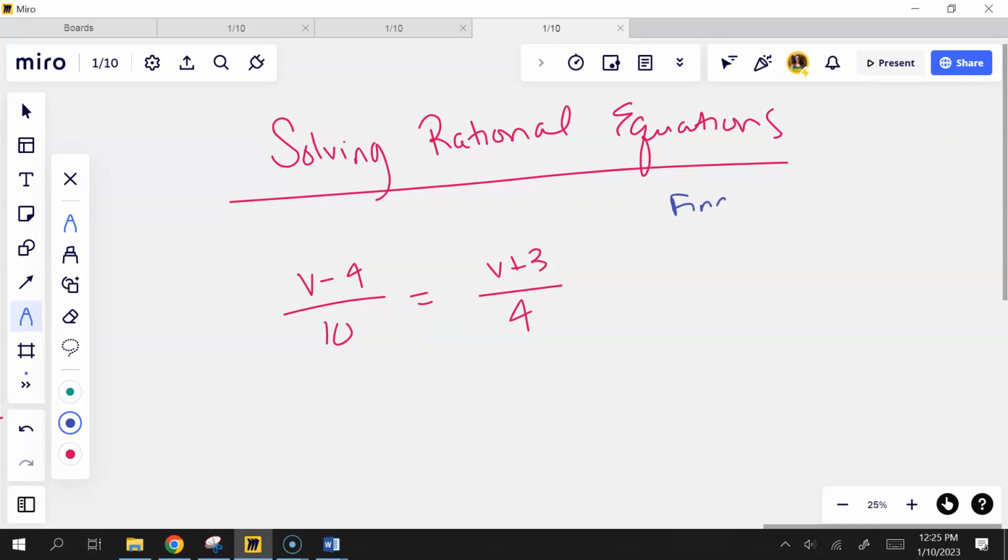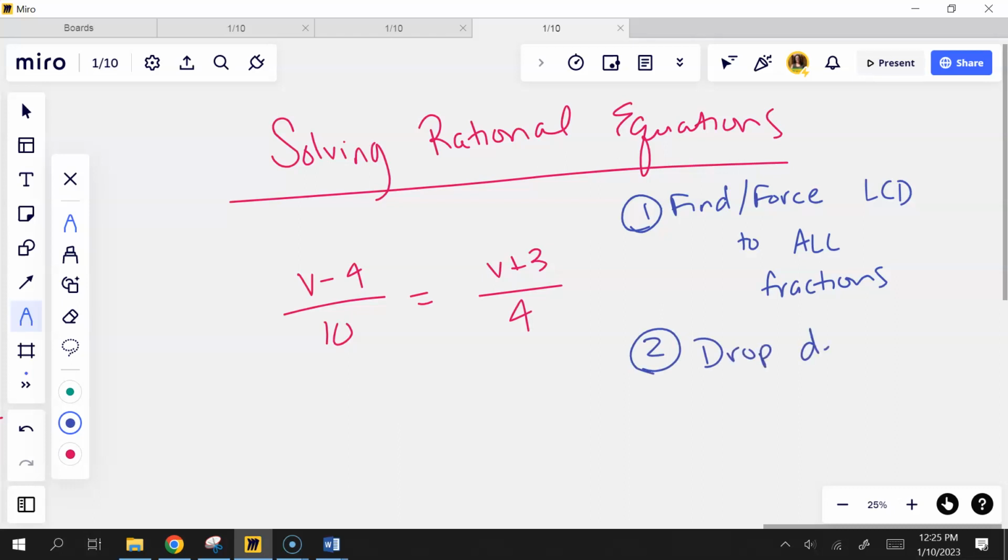You find an LCD. I'm going to say find and force LCD to all fractions. What do I mean by force LCD? Make them all have the same denominator. Once that happens, solving's easy because all you do then is drop the denominators, because they no longer matter since they're all the same, and solve using only the numerators. That is my preferred method.